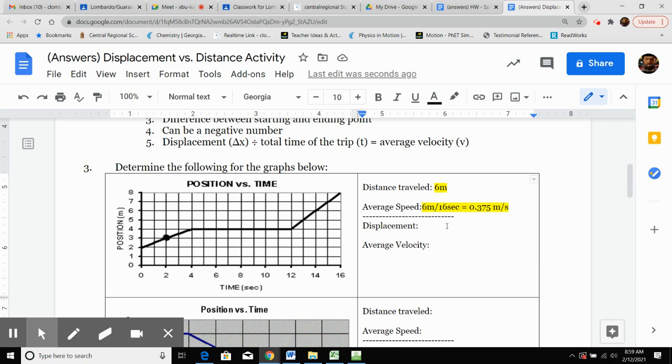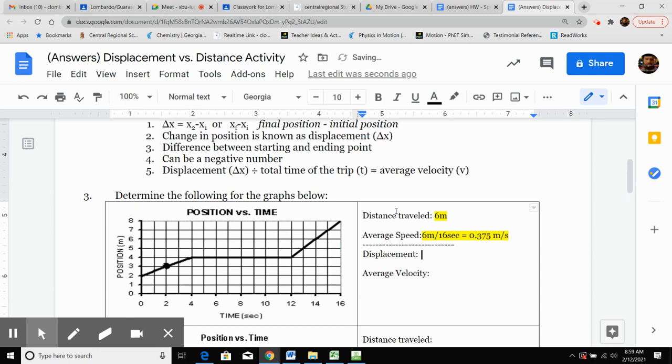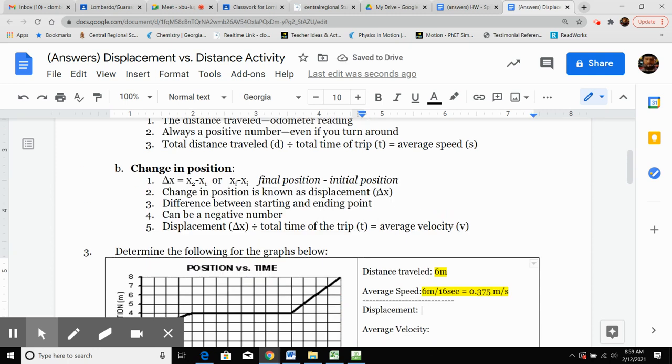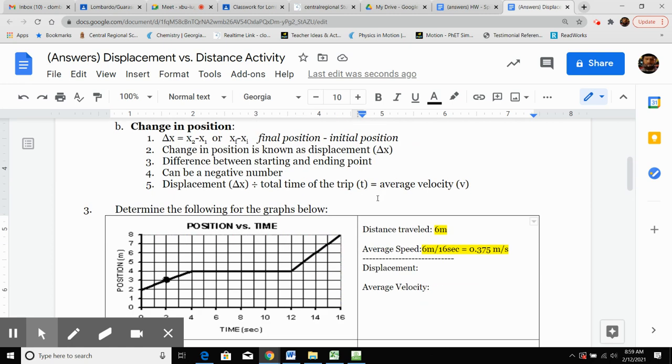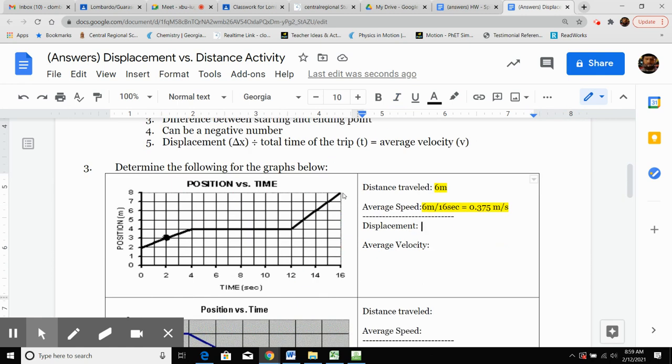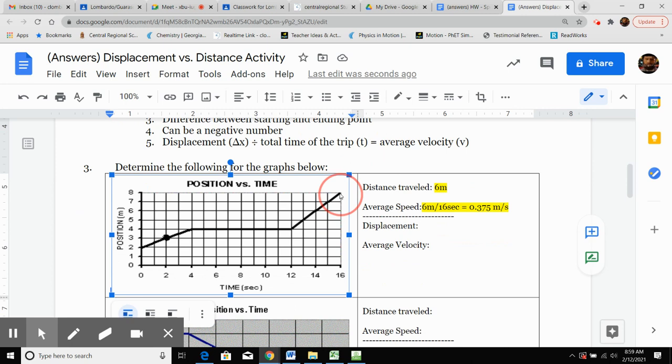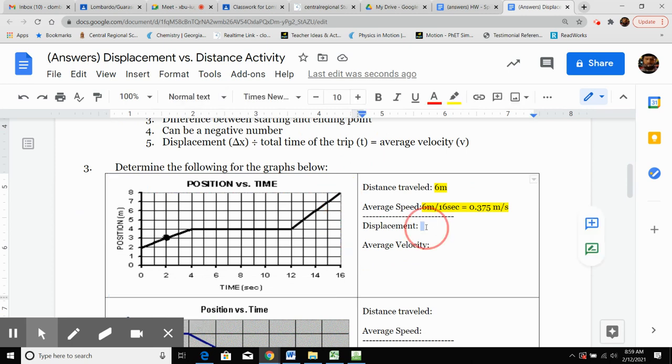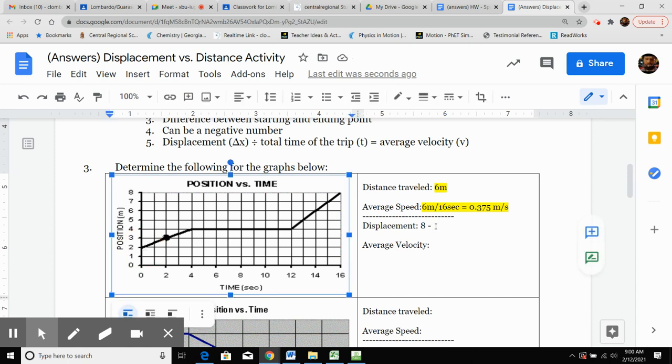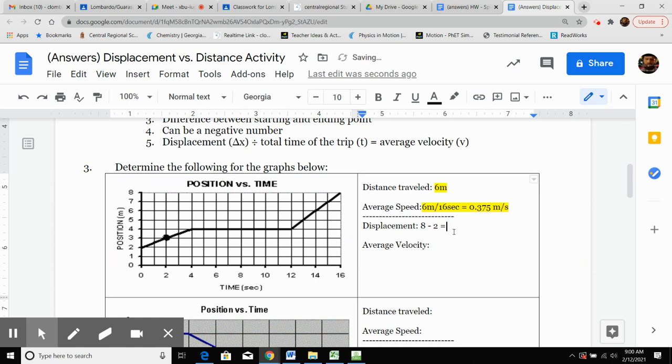All right, what about the displacement? For displacement, they only care about delta x, change in position. So we're going to go final position minus initial position. What was my final position of this trip? At 16 seconds, where am I? I'm at 8, minus, where was my initial position? At 2. So we're going to say 8 minus 2, and that is going to equal 6 meters.